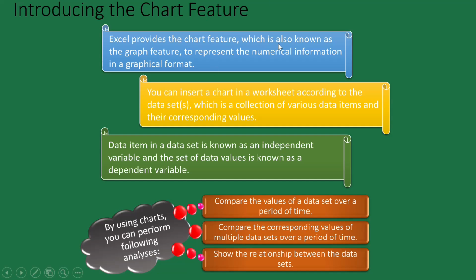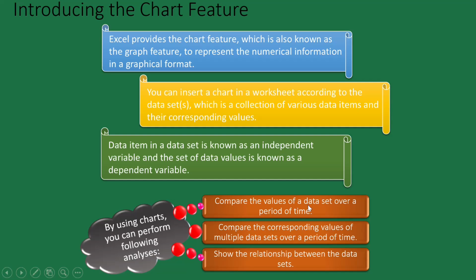Excel provides the chart feature, which is also known as the graph feature, to represent numerical information in a graphical format. We can insert a chart in a worksheet according to the data set, which is a collection of various data items and their corresponding values. A data item in a data set is known as an independent variable, and the set of data values is known as a dependent variable. By using a chart, you can perform the following analysis.